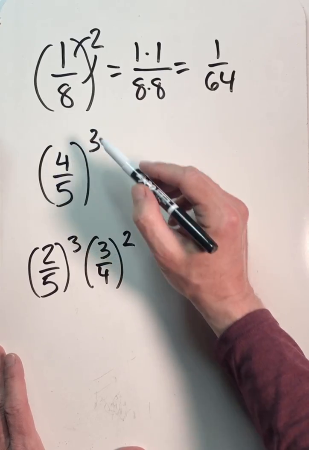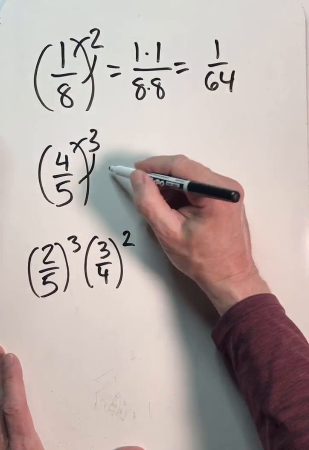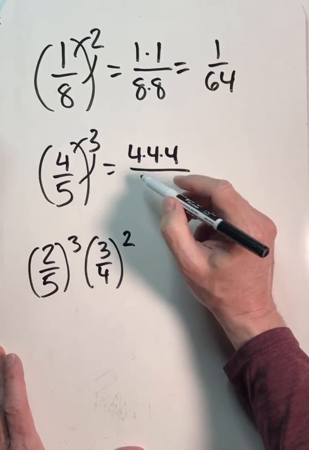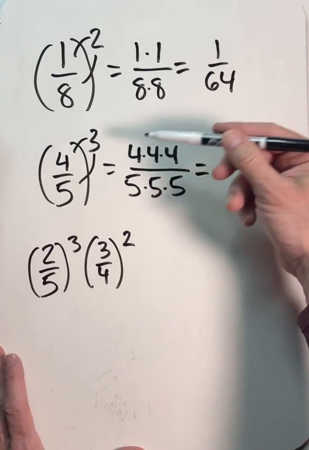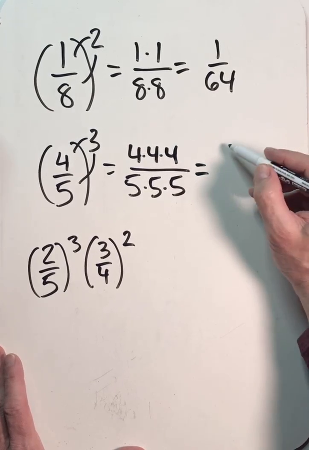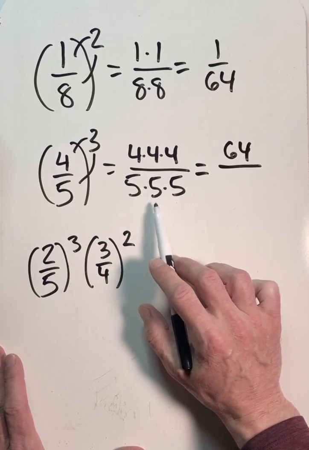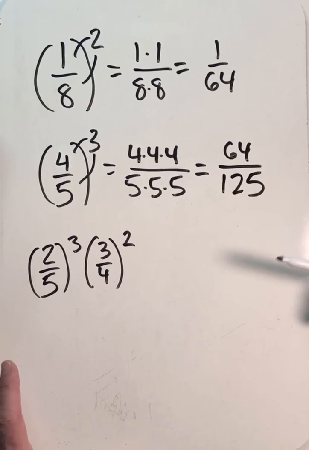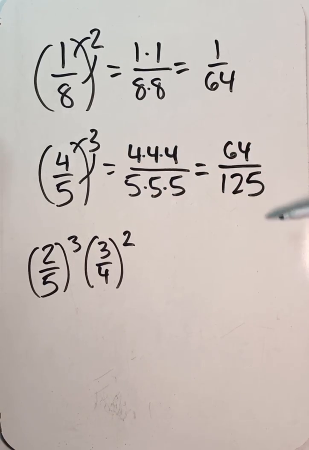Same thing here, we're going to apply the exponent of 3 to both the numerator and the denominator. We would re-express the numerator as 4 times 4 times 4, and the denominator as 5 times 5 times 5. 4 times 4 is 16, 16 times 4 is 64, and 5 times 5 is 25, times 5 would be another 125. Since I'm not able to cancel any common factors here, this is my final result.